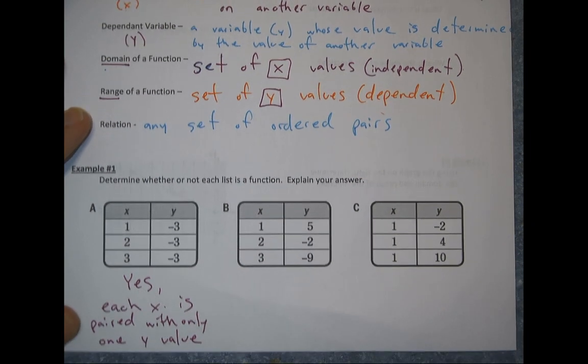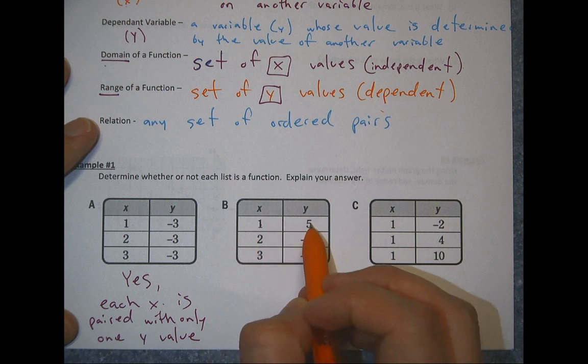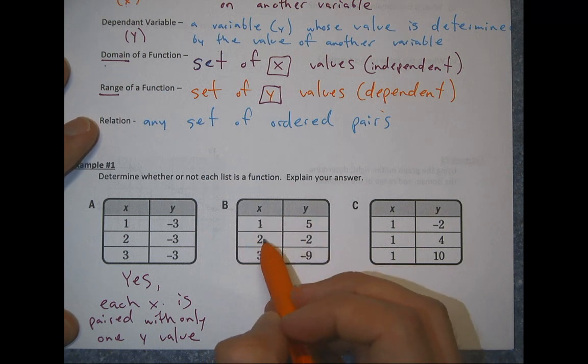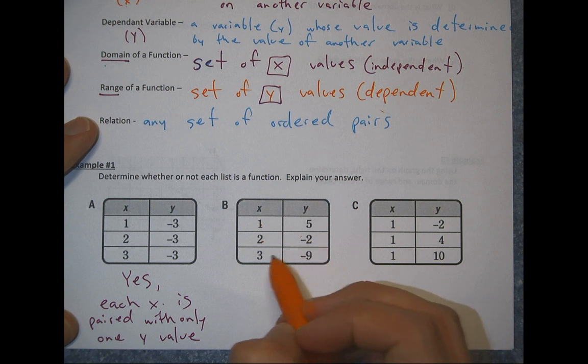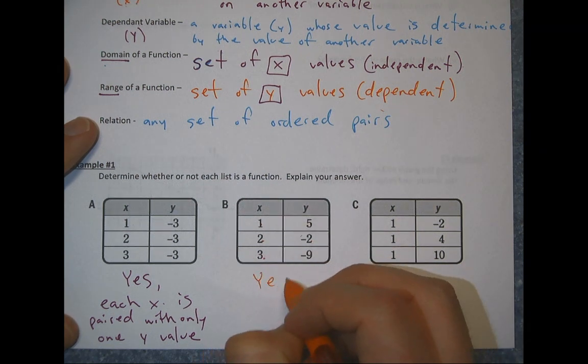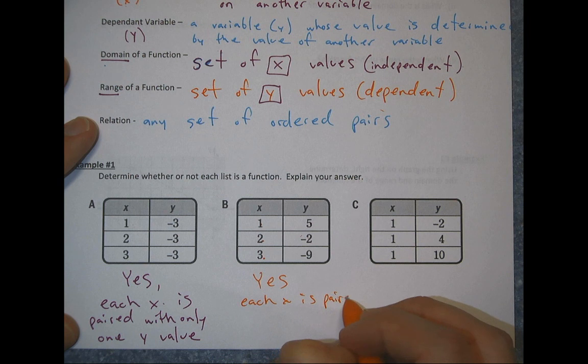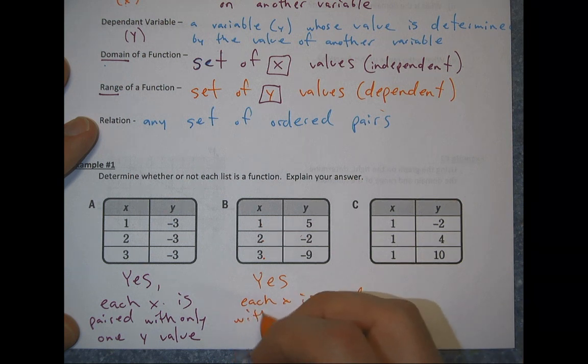So if we look at the second one, when x is 1, y is 5, only one possible answer. When x is 2, one possible answer. When x is 3, one possible answer. Is this a function? Yes, same answer. Each x is paired with only one y value.